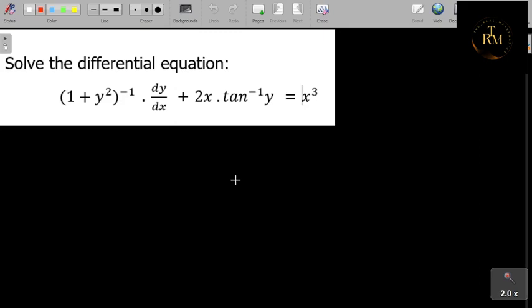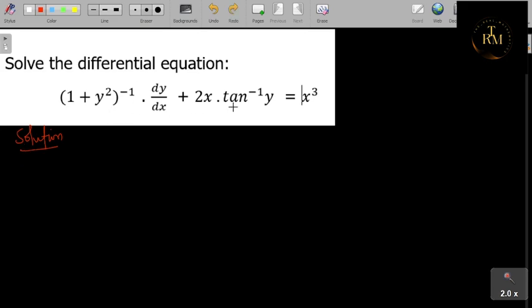So for today, we have a question we're going to be solving, and it's a differential equation question. We should solve (1 + y²)^(-1) dy/dx + 2x tan⁻¹(y) = x³. And how do we approach this form of question and put our solution?